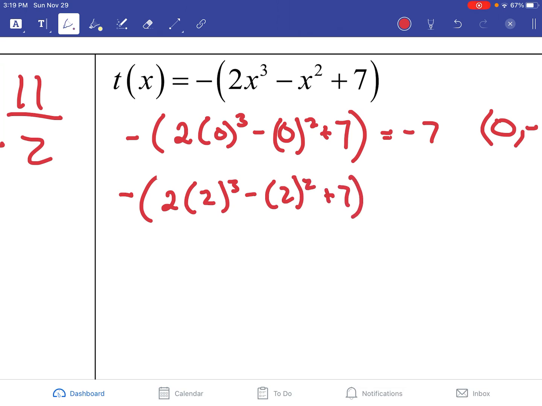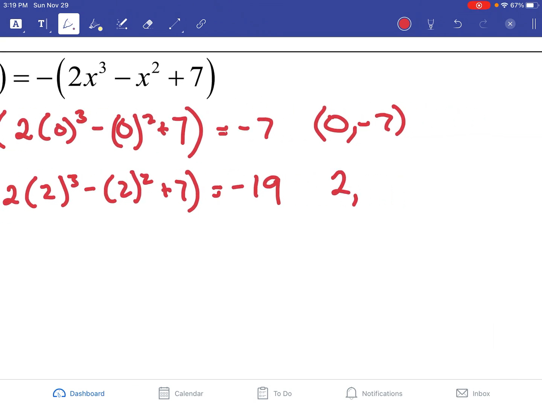Put this in the calculator. So I have 2, and then 2 in parentheses cubed, minus 2 squared, plus 7, and it's going to equal negative 19. So I have 2 comma negative 19.